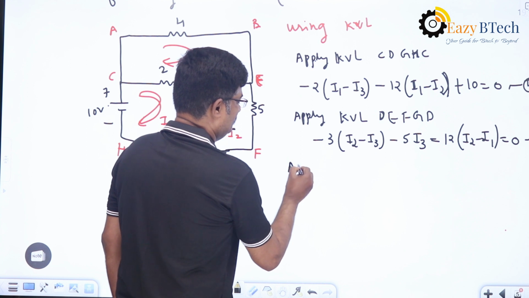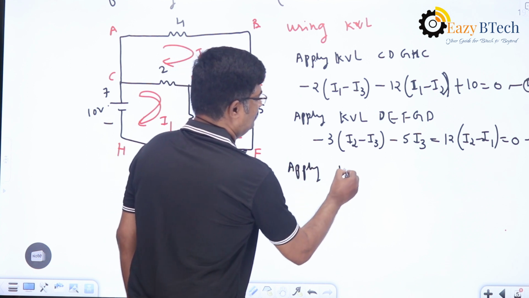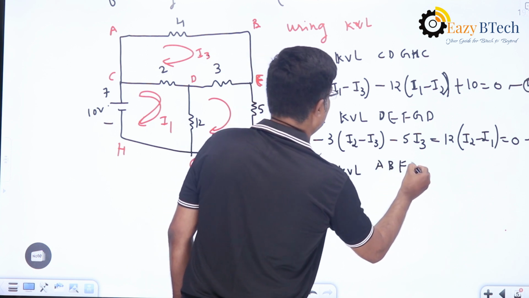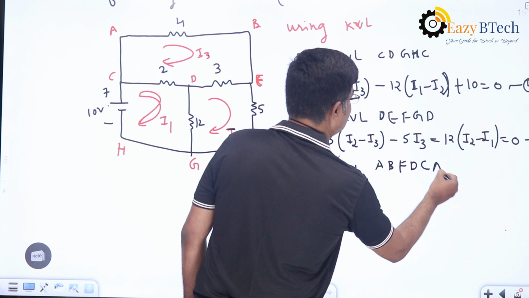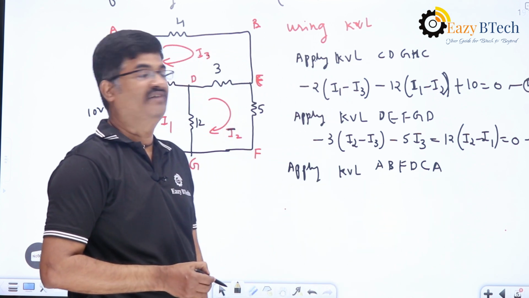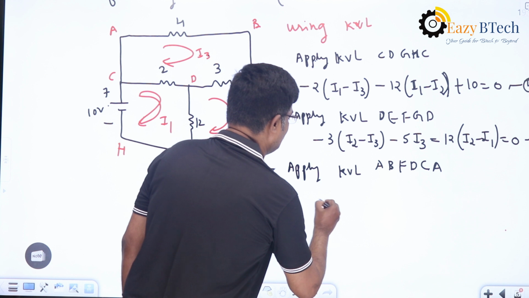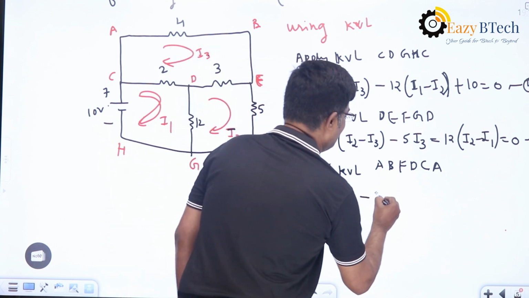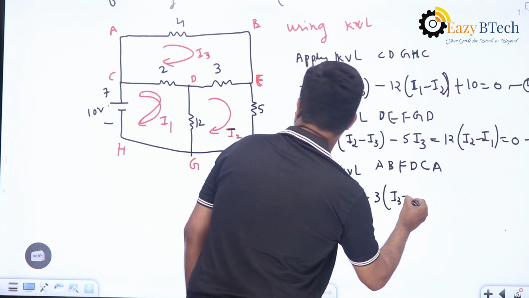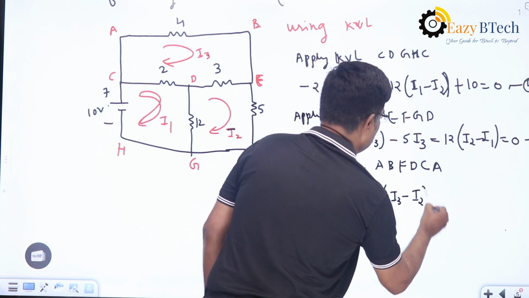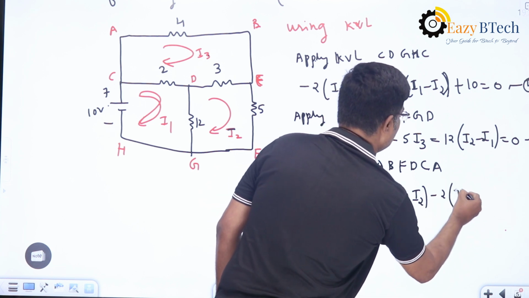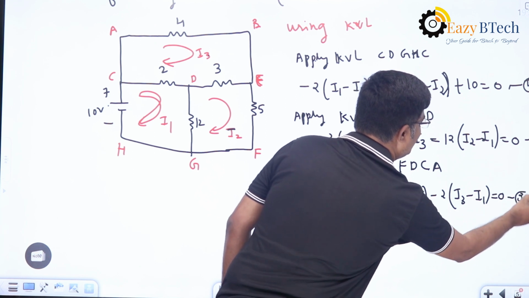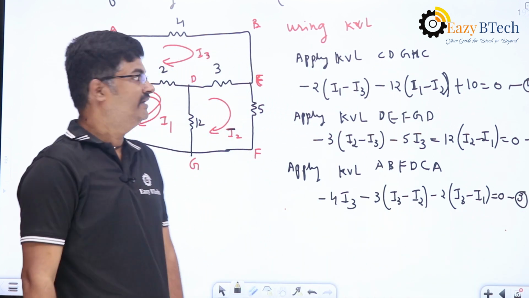Next, apply KVL for A, B, F, D, C, A. That means from wherever we have started, there only it is ending. So here what will happen? Minus 4 into I3, minus 3 into (I3 minus I2), minus 2 into (I3 minus I1) is equal to 0. This is my third equation.